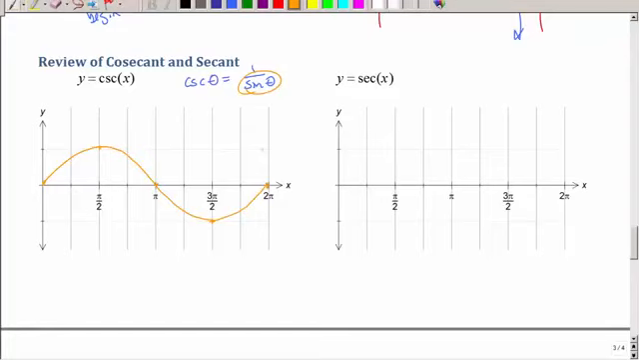So we want to take the reciprocal of these values. So that value is 0. What's the reciprocal of 0? Well, it would have 0 on the bottom, means it's undefined. So every place this hits 0, we're going to have an asymptote for cosecant.